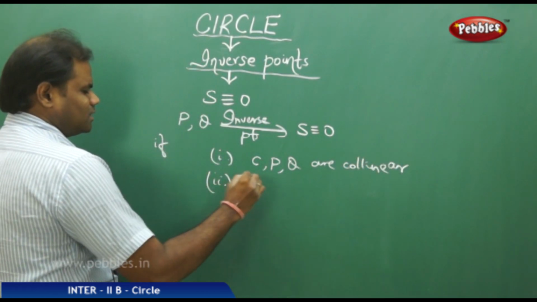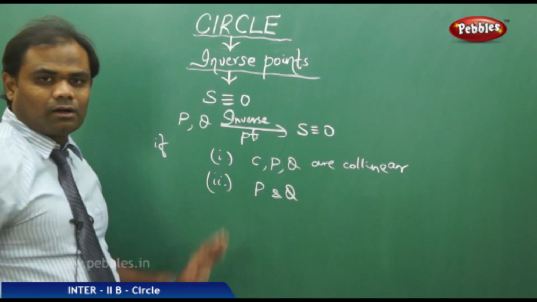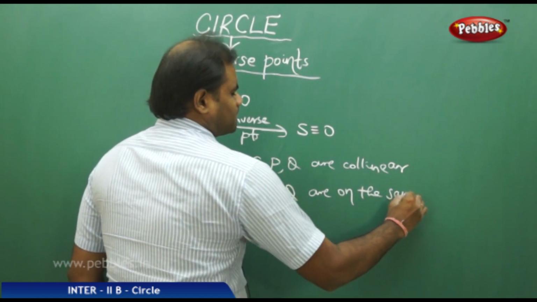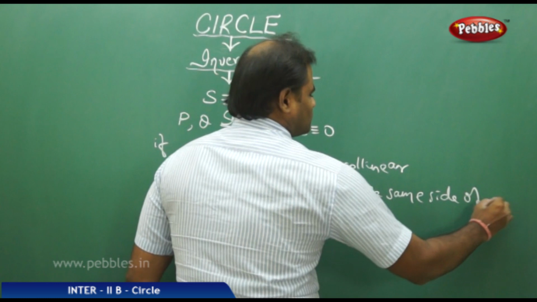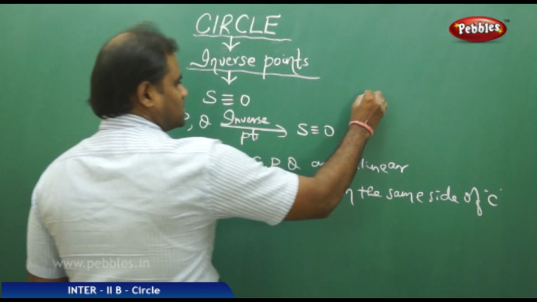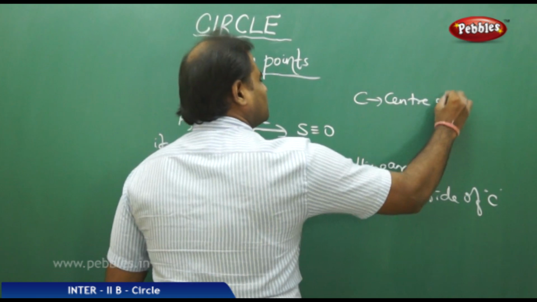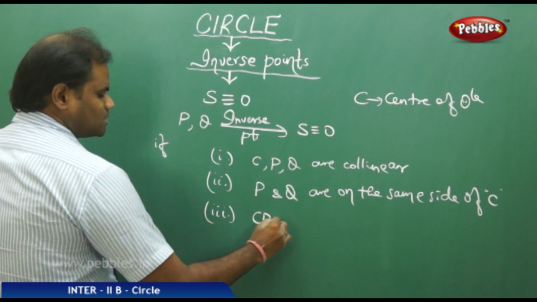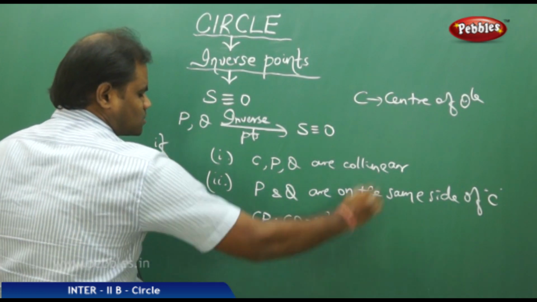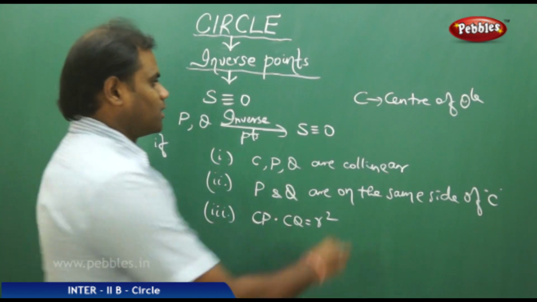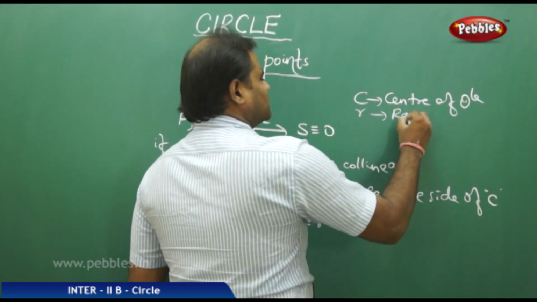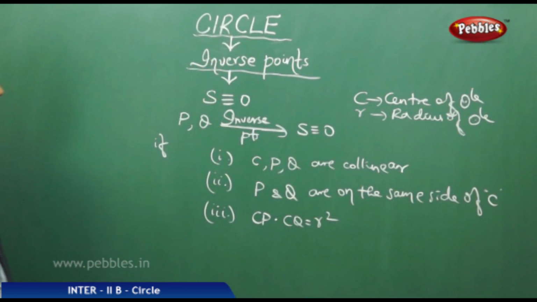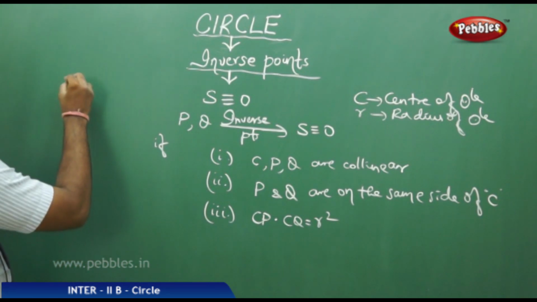and my second condition is that P and Q are on the same side of C, where C is center of circle, and the third condition is that CP dot CQ is R squared, that is CP times CQ is R squared, where R is radius of circle. So let's take the diagram and see how we can understand the inverse points.